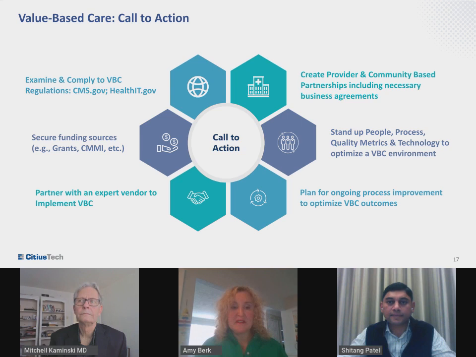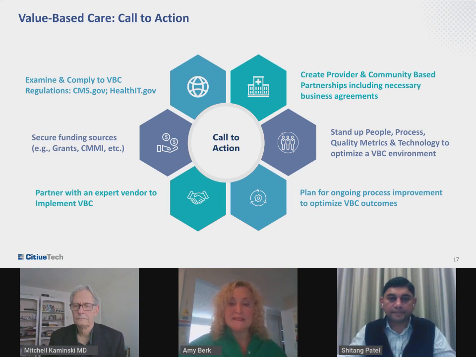Examine and comply to value-based care regulations. CMS.gov, healthit.gov, great resources. They are always putting policy in place around value-based care, updating policy, changing policy, etc., and redefining policy around value-based care. Creating provider and community-based partnerships, including the business agreements that need to be in place. It's very challenging to have partnerships anyway, but putting those business agreements in place, creating those partnerships and, might I say, relationships is ever so important, especially as we move towards social drivers of health, as we have talked about during this discussion.